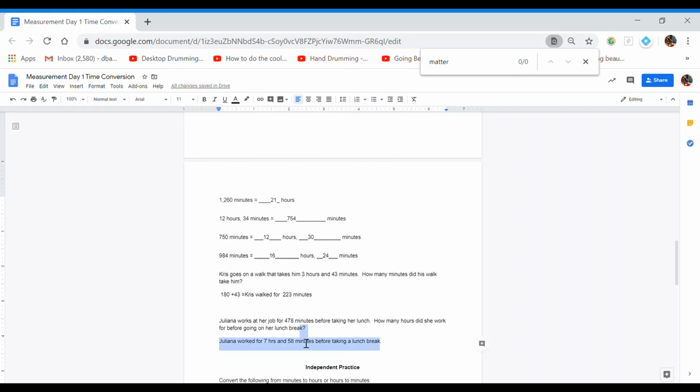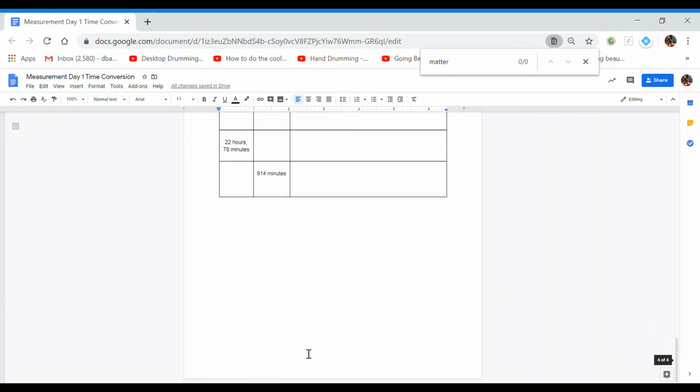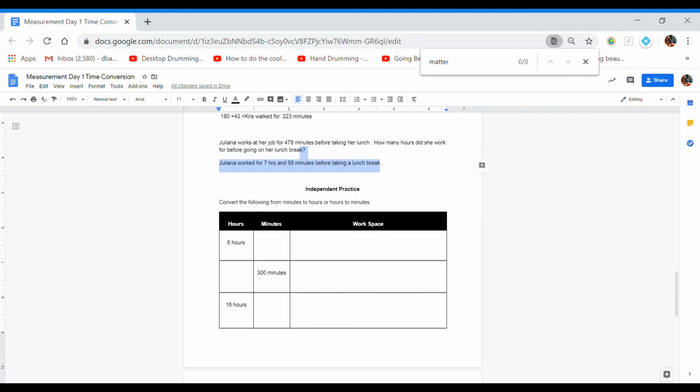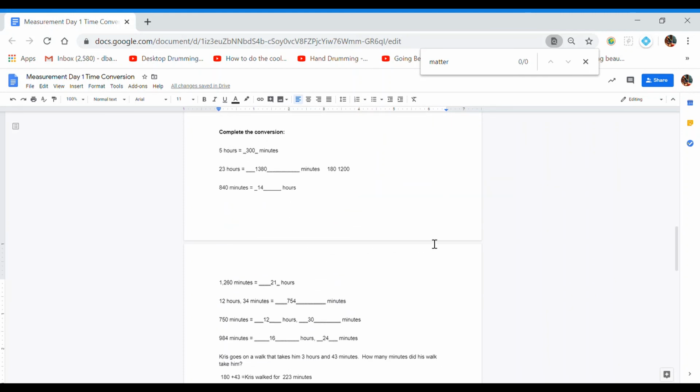There you have it, friends. That's how you convert hours to minutes and minutes to hours. You'll see some of the Khan Academy review you do has it working in seconds as well. It's the same strategy. Right through here in your independent practice, you'll be doing it just with minutes and hours. It's a good, quick first lesson to get you working on your own.